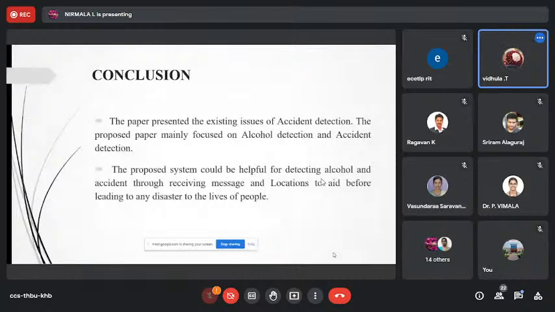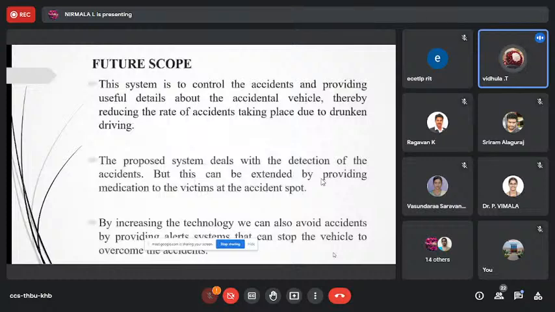Future scope. The system is to control accidents and provide useful details about the accident vehicle, thereby reducing the rate of accidents taking place due to drunken driving. The proposed system deals with the detection of the accident, but this can be extended by providing medication to the victims at the accident spot. By advancing the technology, we can also avoid accidents by providing an alert system that can stop the vehicle to overcome the accidents. And these are the references.